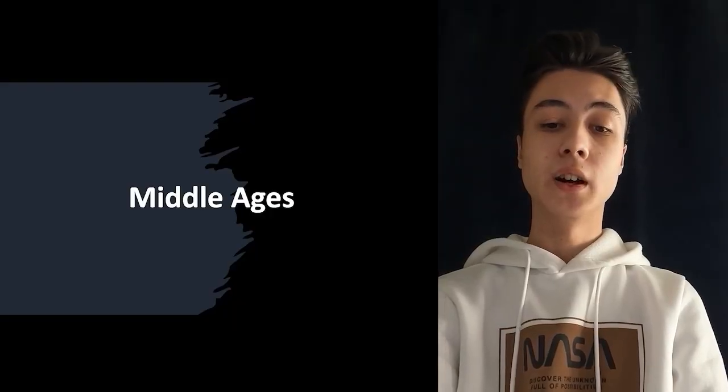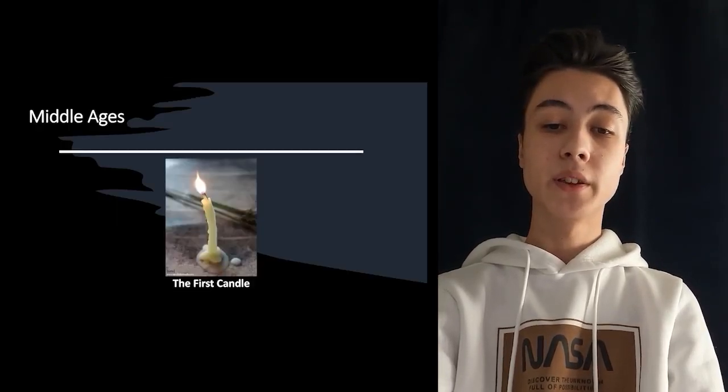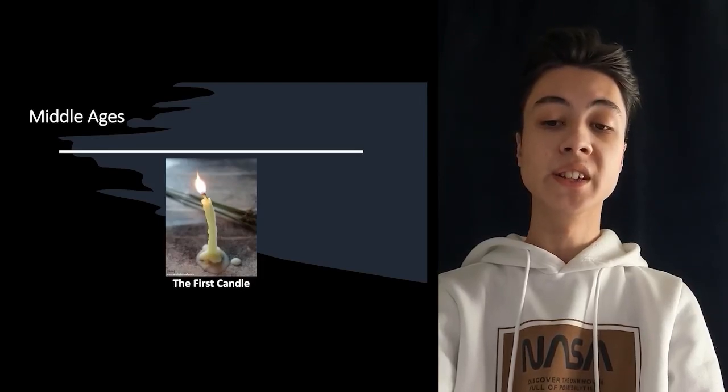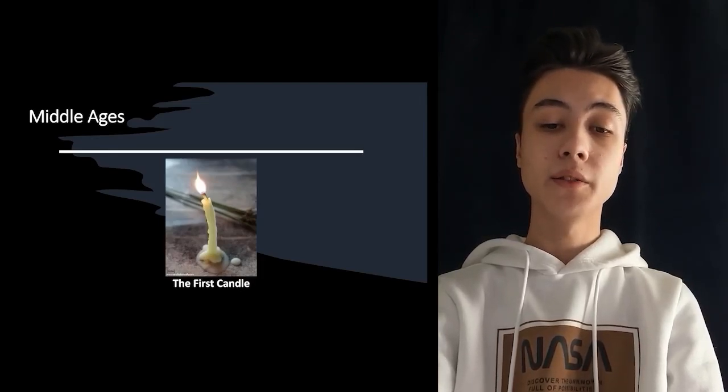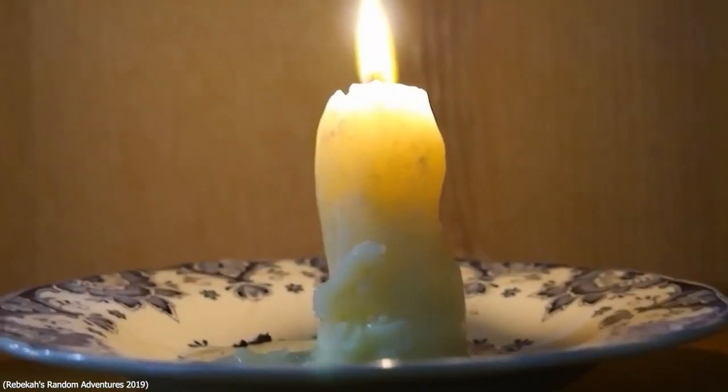Middle Ages. Around 200 BC, 5th century, the first candles were invented. Used in ancient Egypt, these candles were quite different to modern candles, created by dipping reed, a type of grass, in melted animal fat. The animal fat would then go hard and burn for longer periods.